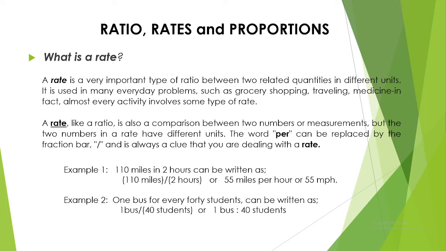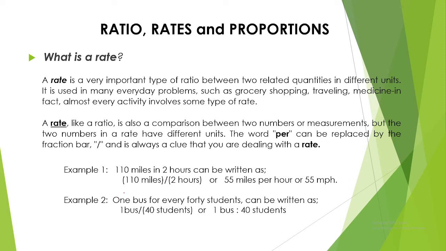Take note, a rate has different units, meaning the numerator has a unit, and the denominator has a unit. Okay? So let's have examples. An example here is 110 miles in 2 hours can be written as 110 miles over 2 hours.